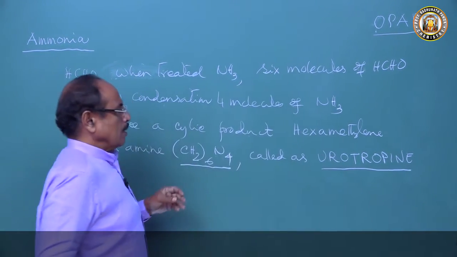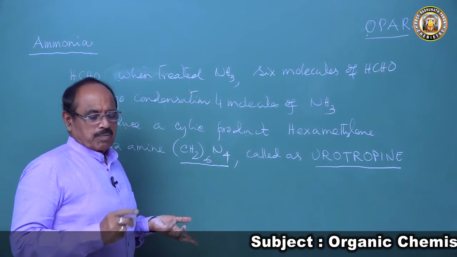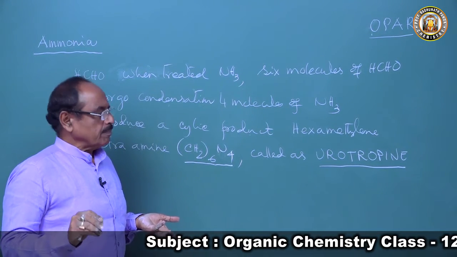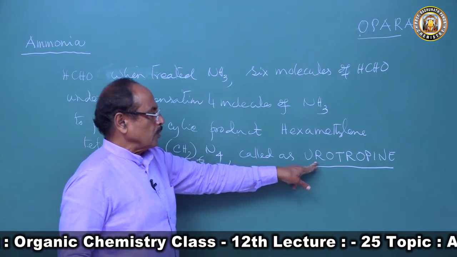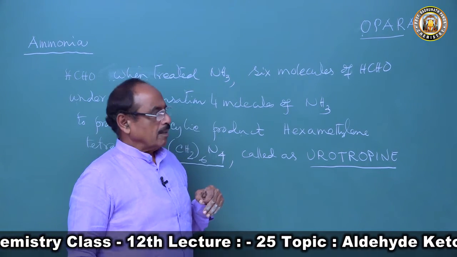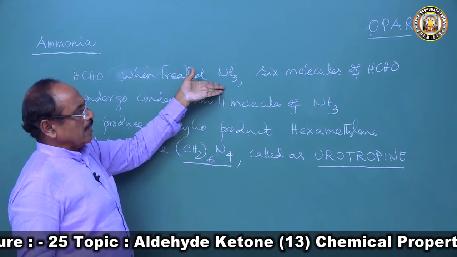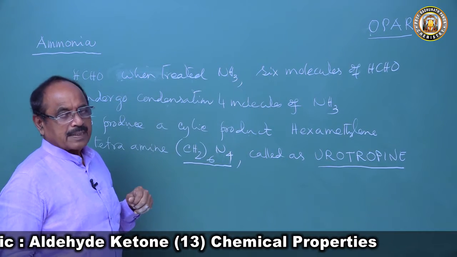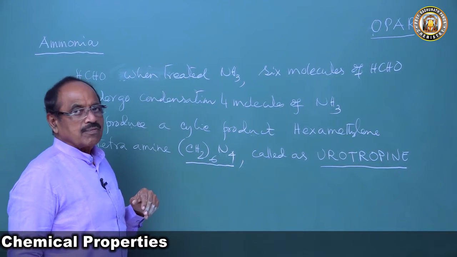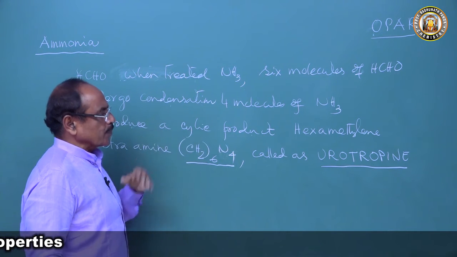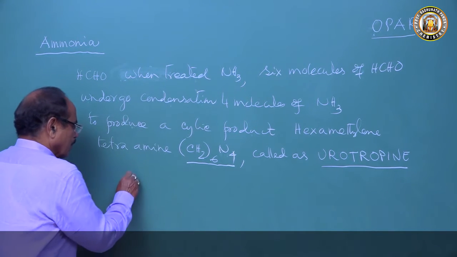This is used as a starting material for the preparation of drugs for the cure of urinary infection. So it is used for urinary infection, hence from that word they call it erotropin. When formaldehyde is treated with ammonia, 6 molecules of formaldehyde undergo condensation with 4 molecules of ammonia to produce a cyclic product called hexamethylene tetraamine, called as erotropin.